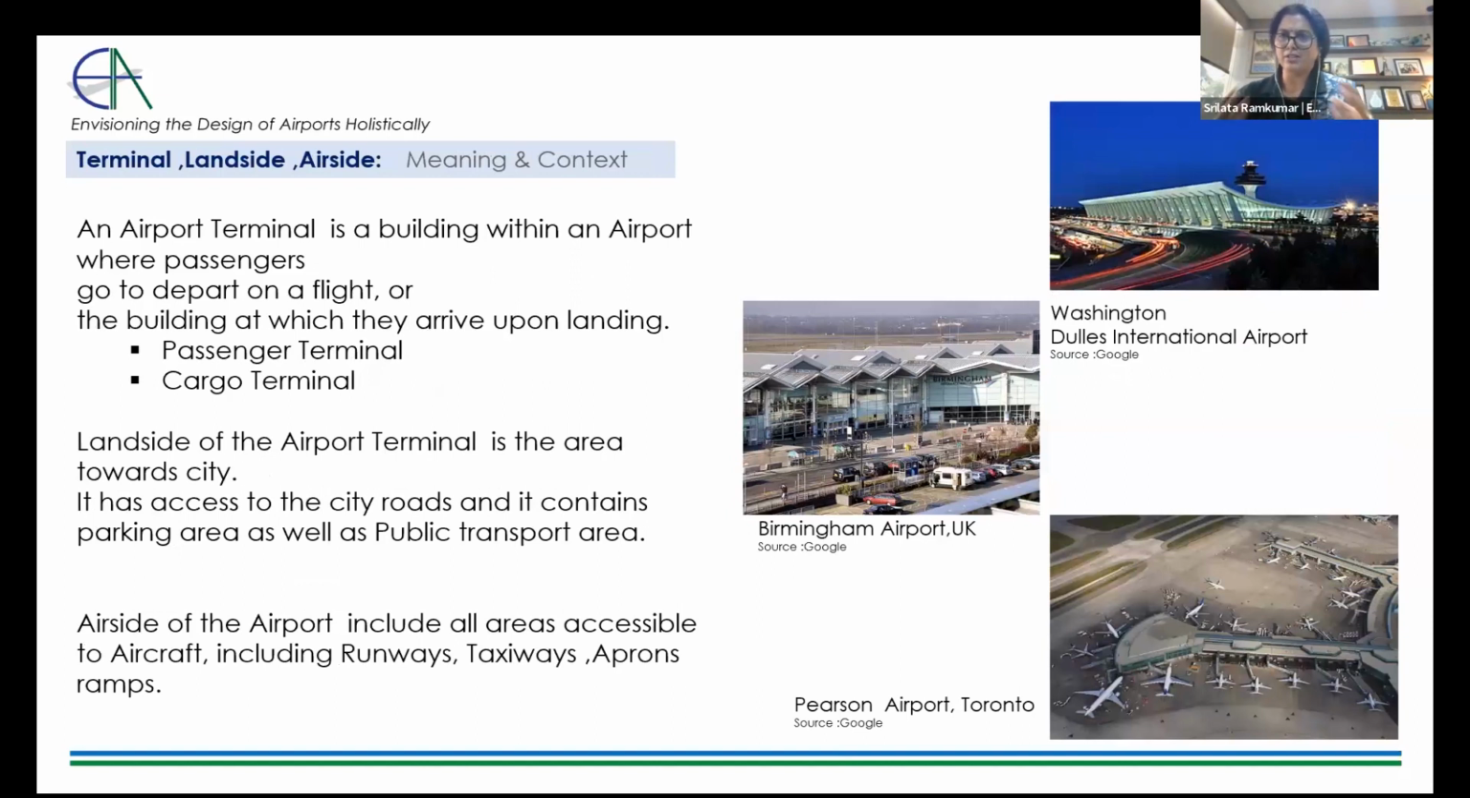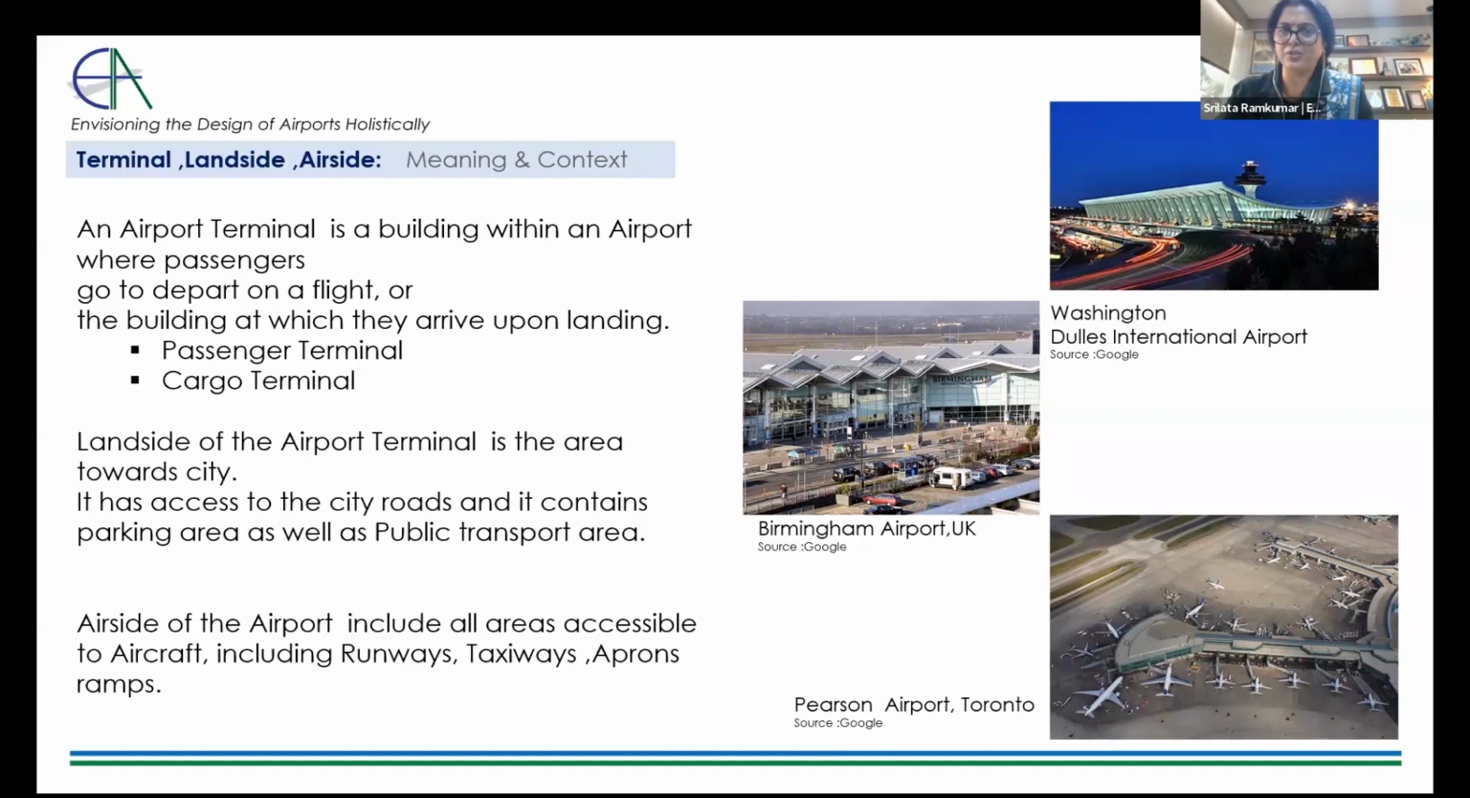Now coming to a terminal. There are three main components when we are talking about a terminal: the terminal itself, the land side and the air side. An airport terminal is a building within an airport where passengers go to depart a flight, or the building at which they arrive upon landing. So again, you have two types of terminals. Normally people think it's only a passenger terminal, but there's a cargo terminal also.